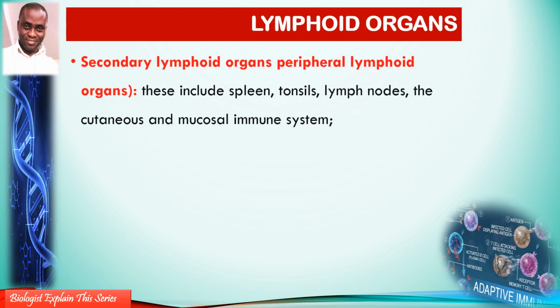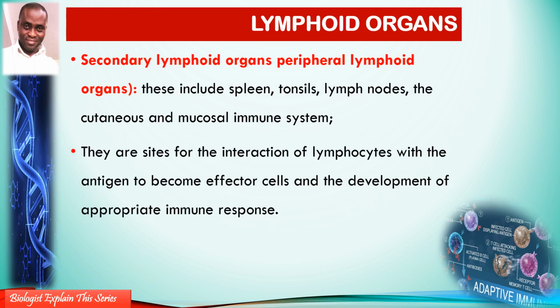And still on lymphoid organs, you've got the secondary. The secondary lymphoid organs are where these cells mature and where they begin to encounter the antigens of the organism that they have to destroy. So you've got the spleen, the tonsils, the lymph nodes, the cutaneous, which is the skin, and the mucosal part of the immune system. All of these are secondary.